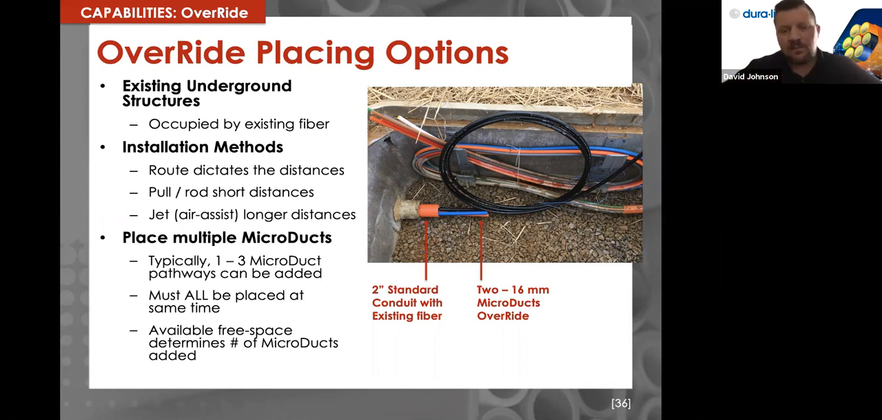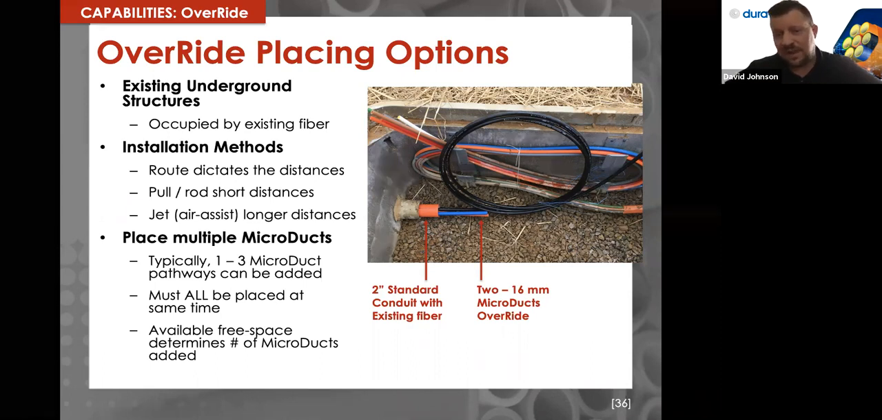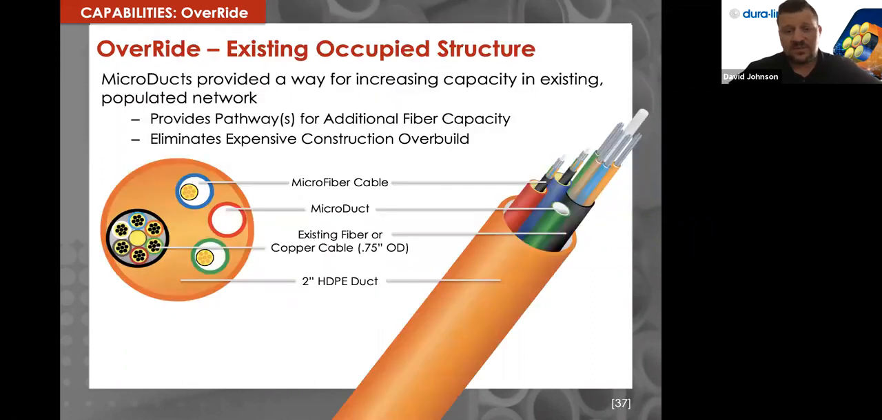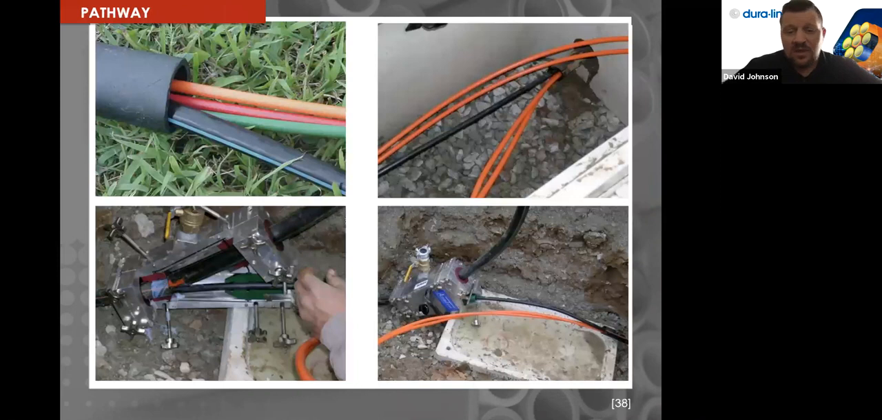But what this override solution looks like is we place microducts over top of that existing fiber that's in your network. That picture here kind of shows you what it looks like. This is another cut sheet of what an override would entail by placing microducts, protective permanent pathways, over that. And right, the way that this is installed is we use a jetting machine.